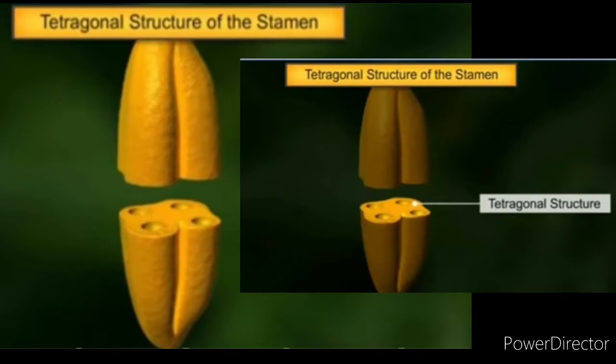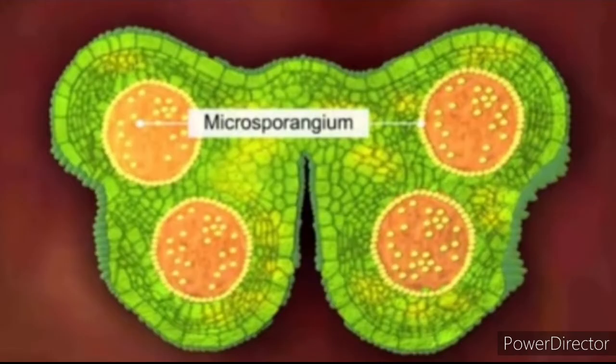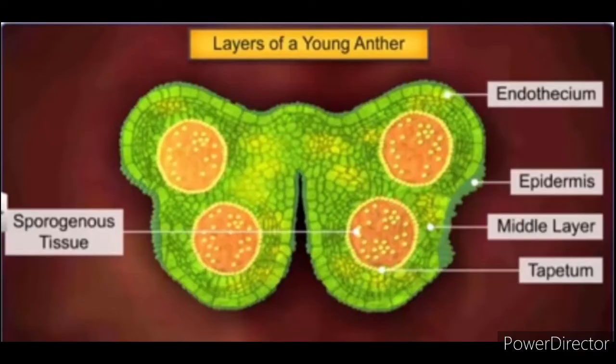It has four microsporangia, so it is called a tetrasporangiate anther. Each microsporangium has a sporogenous tissue surrounded by an anther wall made up of four wall layers. These wall layers are produced from the primary cell derived from the archesporial cell. Okay, now we are discussing the anther. The anther wall contains four layers.